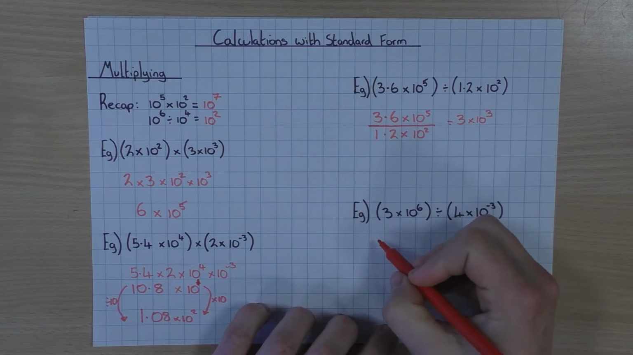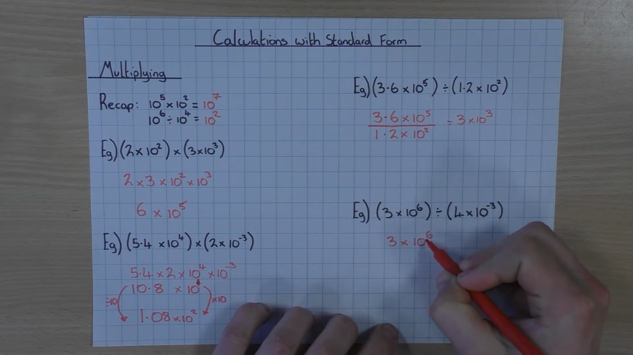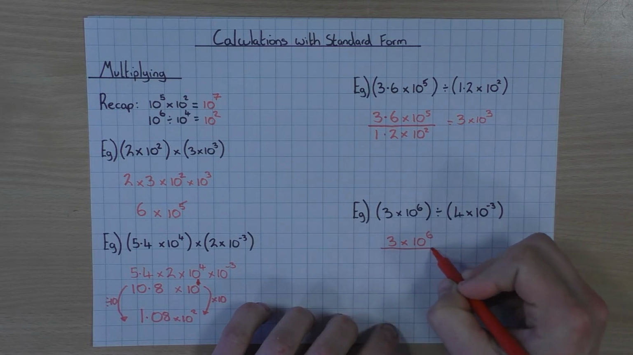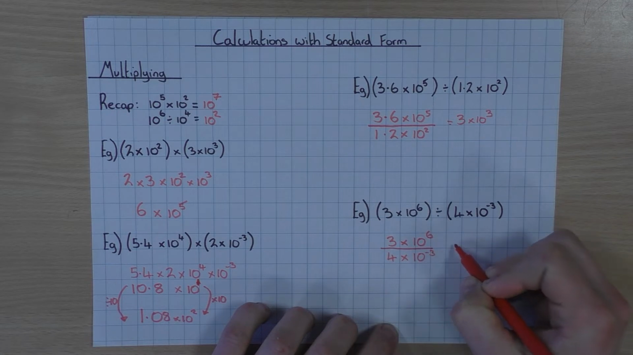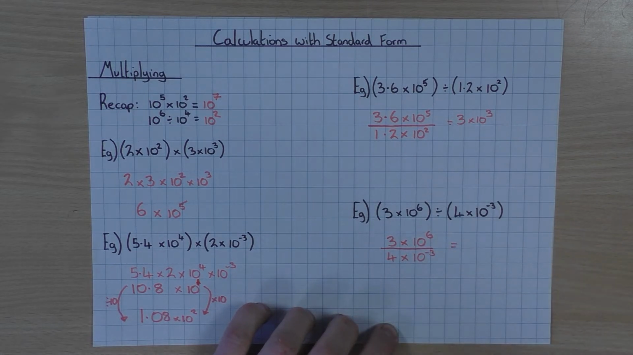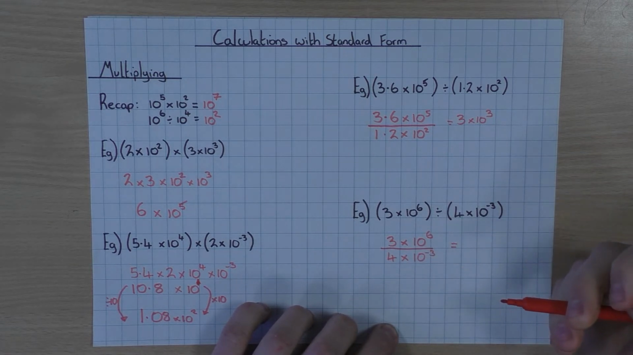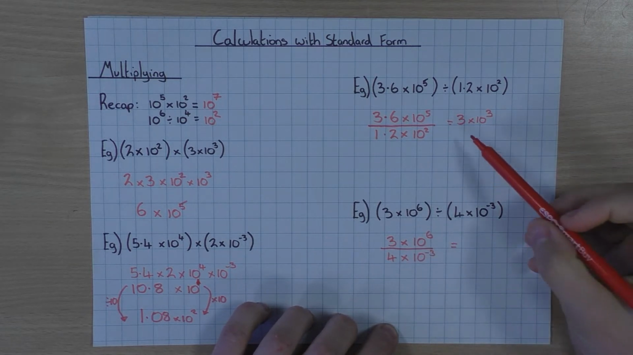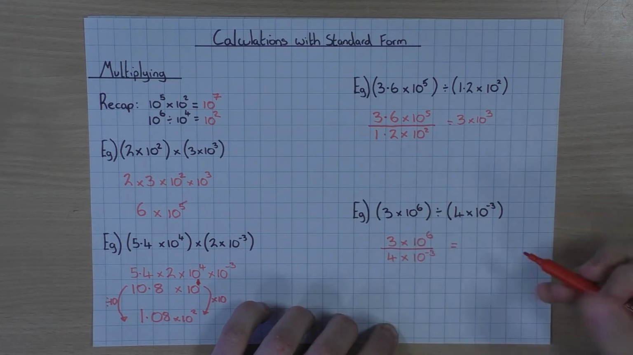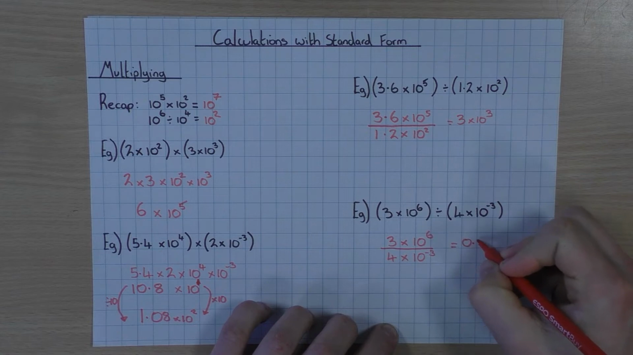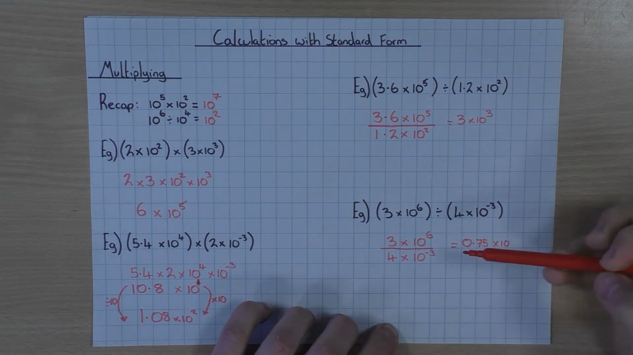So again, I'm going to write it as a fraction. So 3 times 10 to the power of 6 divided by 4 times 10 to the power of minus 3. So again, I'm just going to do 3 divided by 4. Now you can leave it as a fraction initially, which is 3/4, but we need it as a number. So what is 3/4 as a decimal? You should know that's 0.75 times 10, and again we take the powers away.